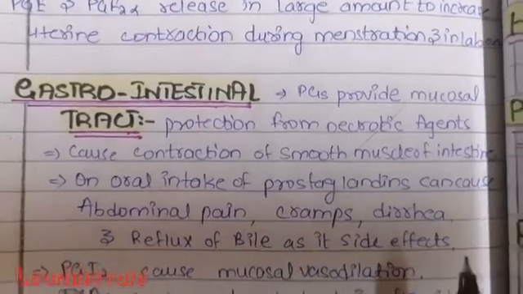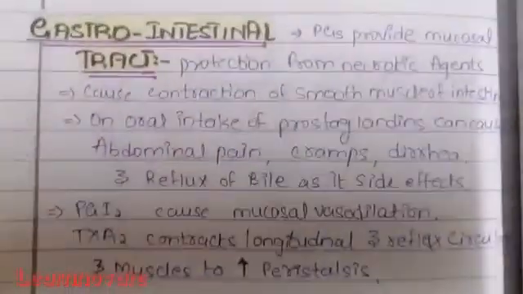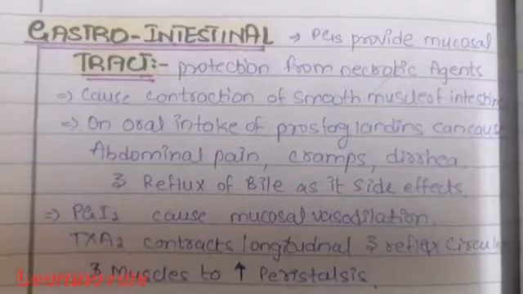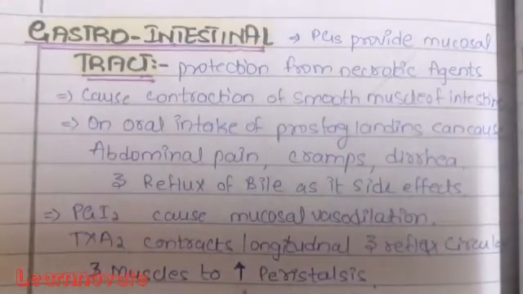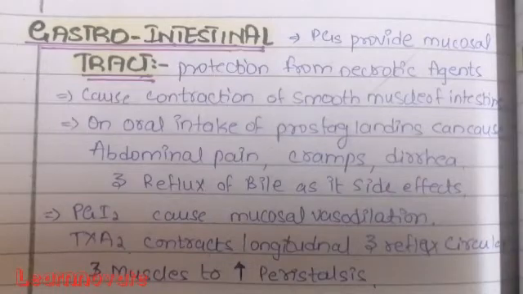Some more important points: prostaglandin I2 causes mucosal vasodilation, while thromboxane A2 causes the contraction of the longitudinal and circular muscle. In this way, it is going to increase the peristaltic movement of the GIT.